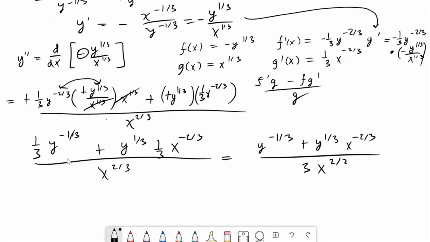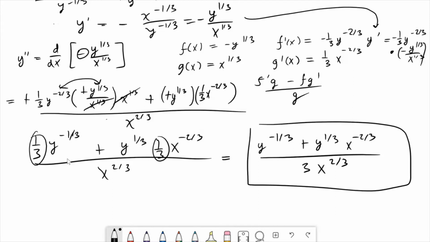So if you're wondering what I did in that last step, I saw that 1/3 was here and here. I factored it out, and if I factor it out, it appears like this. So I just brought the 3 to the denominator, giving 3x. So I guess I'll stop here. So this is y prime, and this is the second derivative of the function that we were looking for.